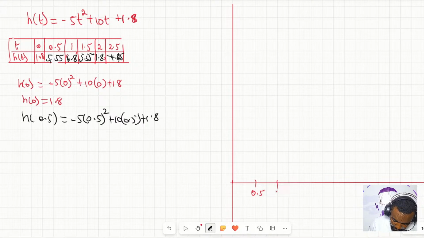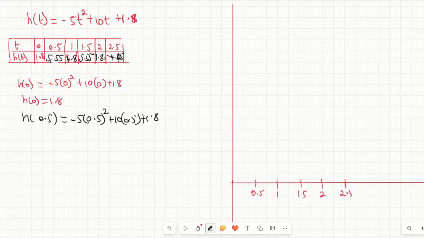So you are going to have 0.5, then we can have 1, we can have 1.5, we can have 2, we can have 2.5. We can have 3, but it ends at 2.5 anyway. Then we have 3.5. So this represents our t. Let this side represent our h of t, the height of the basketball. In this case, it begins from 1.8 and then goes down to negative 4.45.